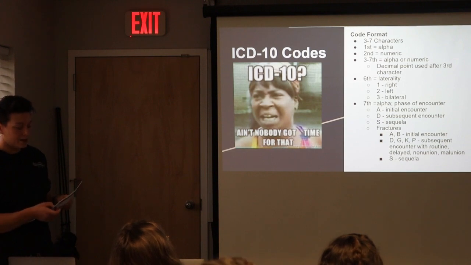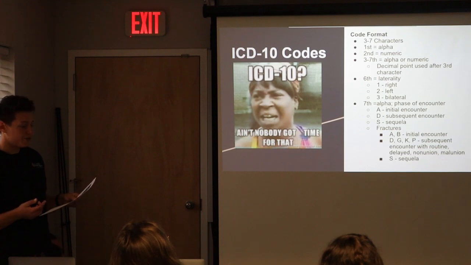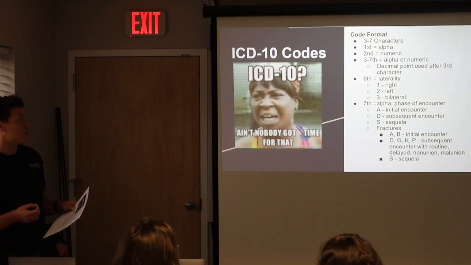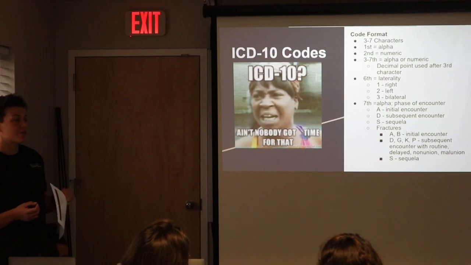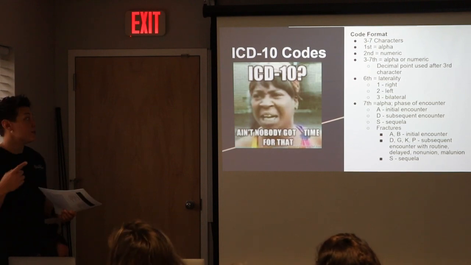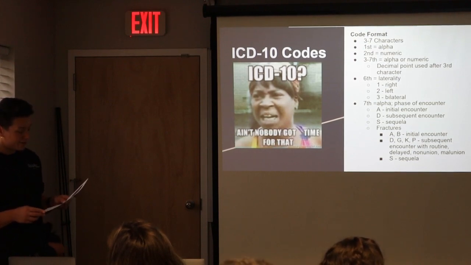The 7th character is always going to be a letter, and that identifies the phase of the encounter for a traumatic injury. So whether it's the initial encounter, subsequent encounter, or the sequelae. Most often, we're going to be a subsequent encounter, because that means that the patient saw another provider for this problem already. So unless we have a patient coming in direct access, they sprain their ankle, and then they walk upstairs and say, hey, I just sprained my ankle, that would probably be one of the only times that it's an initial encounter. Otherwise, we're going to be billing subsequent encounter, but I'm still not really sure how sequela works, so good luck with trying to figure that out.